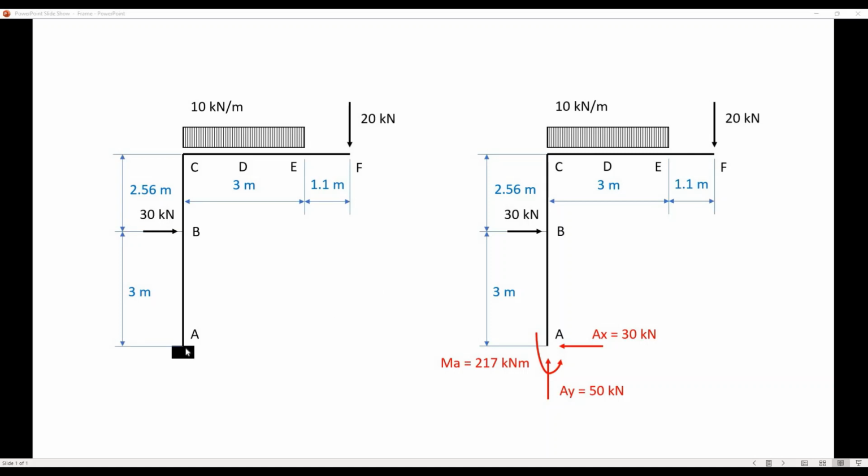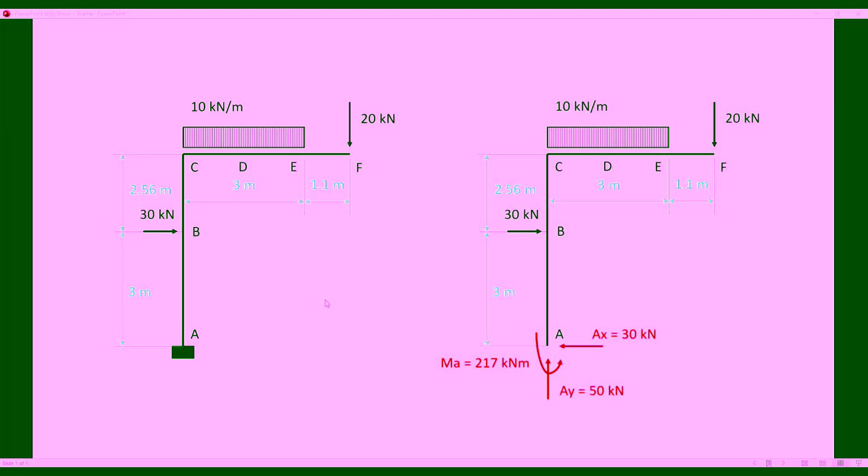So this is an isostatic frame. It's an inverted L that is fixed at the bottom of the column. So this is a column and this is a beam. And you have applied on this frame three forces, basically a horizontal force at the node B, a vertical load at the node F, and the UDL from C to E.